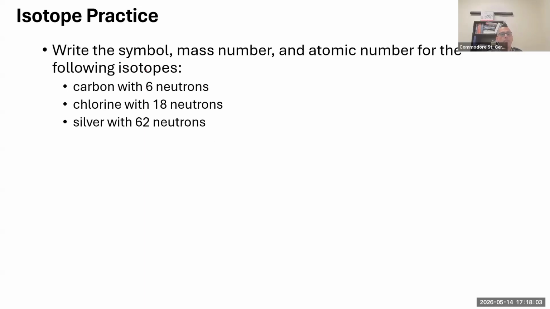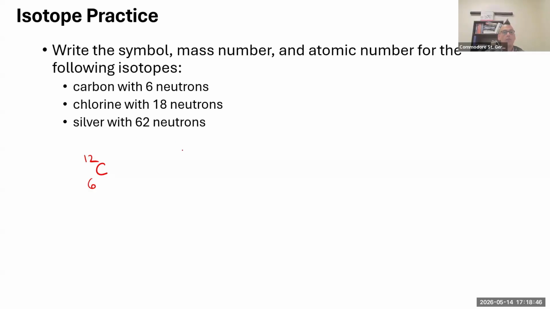Okay, so let's practice this stuff. Let's do a carbon with 6 neutrons. The symbol is going to be carbon. 6 neutrons. Well, what's the atomic number for carbon? How many protons does carbon have, right? So carbon has 6 protons. If it has 6 neutrons, it's going to be 12, right? And then the top one again is the mass number, protons and neutrons. The bottom one is the atomic number, which is just the number of protons.